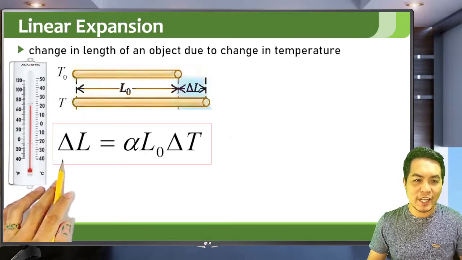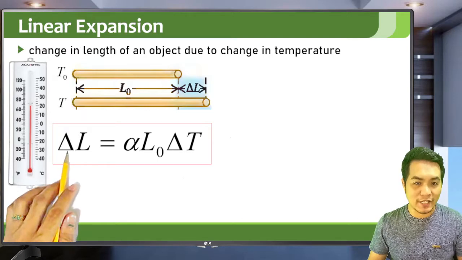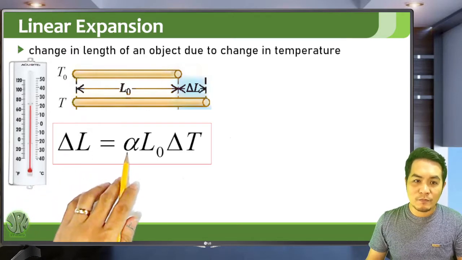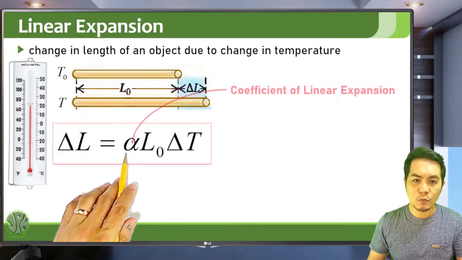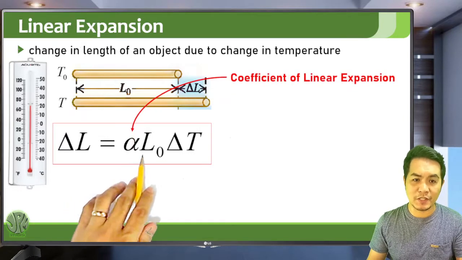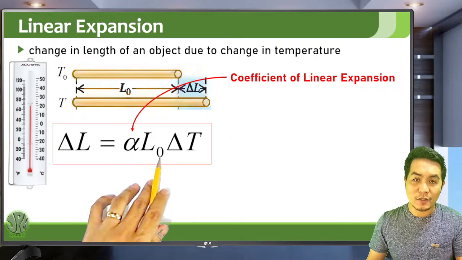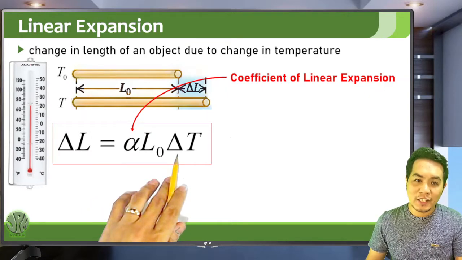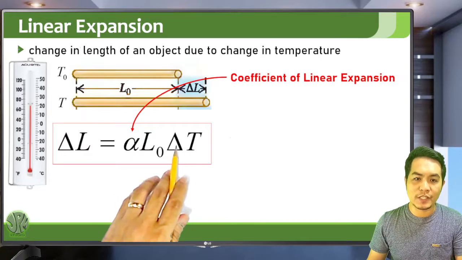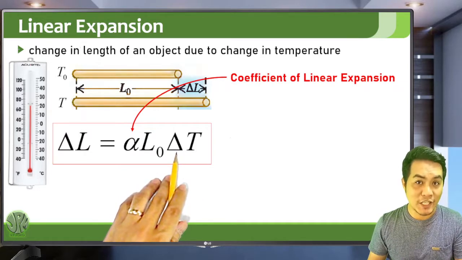The change in length, the final length minus the initial length, is equal to some constant here, alpha, which is what we call the coefficient of linear expansion, times L naught or L sub 0, the initial length, times delta T, the change in temperature. So this is final temperature minus the initial temperature.